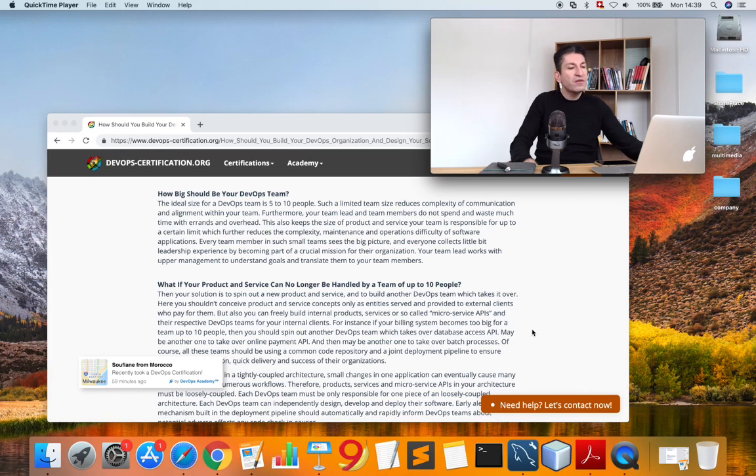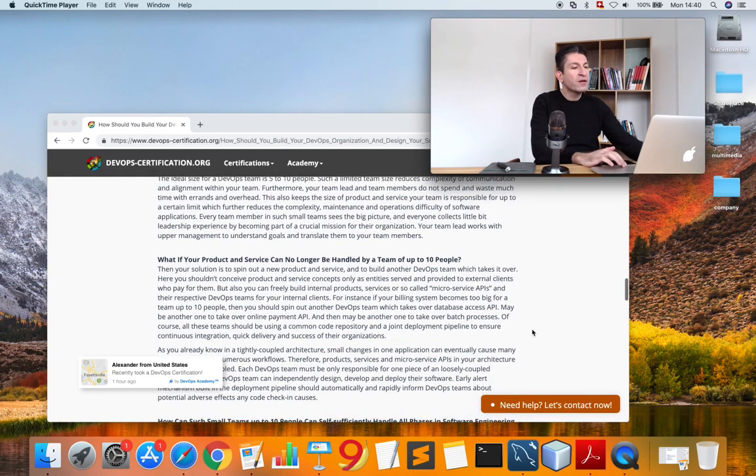This also keeps the size of the product and service your team is responsible for within a certain limit, which further reduces the complexity, maintenance, and operations difficulty of software applications. Every team member in such small teams sees the big picture, and everyone collects a little bit of leadership experience by becoming part of a crucial mission for your organization. Your team lead works with upper management to understand goals and then translates and transfers these goals to your team members.